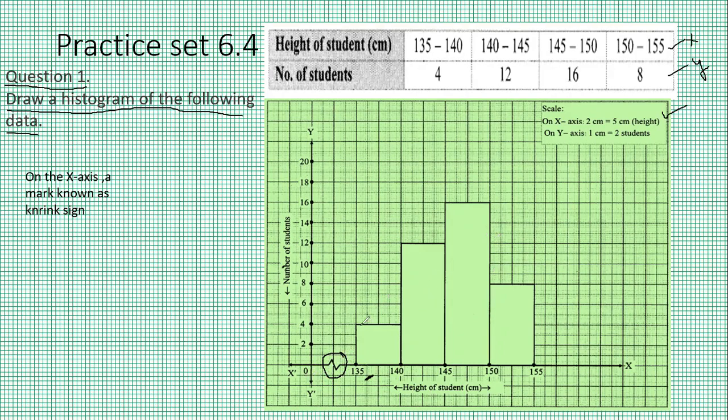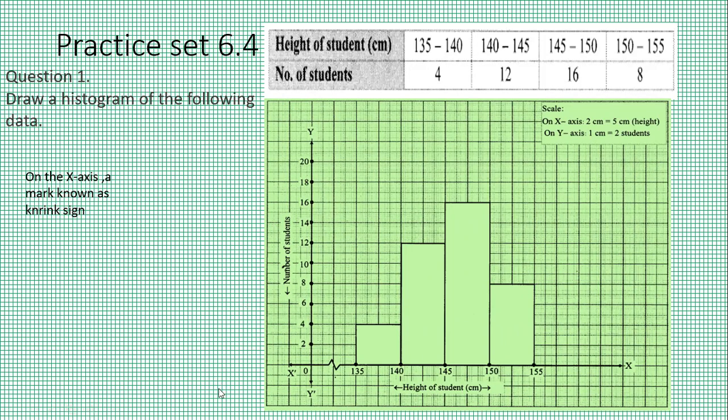So you have to draw the histogram. Don't leave any space between the bars. So this way you can draw your histogram. Is it clear? Hope that it is clear to all of you. This you can draw on graph paper.